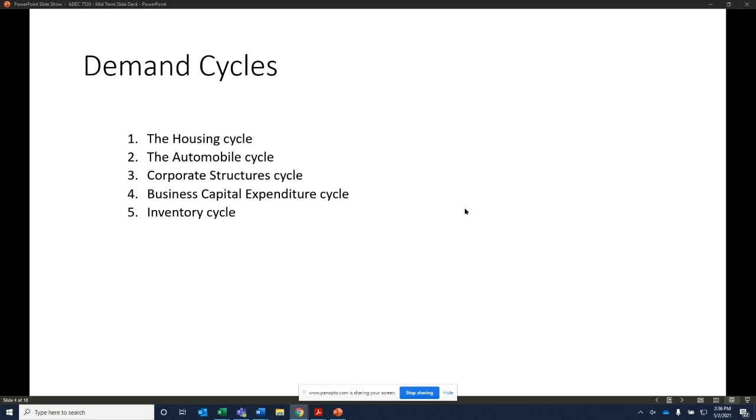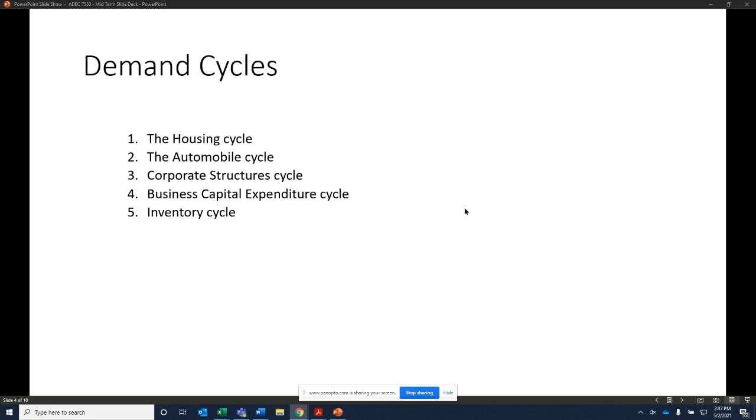There's the housing cycle, the automobile cycle, or car purchases, corporate structures, which essentially is plant and property, the business capital expenditure cycle, business spending, so that's equipment, software spending, computers, and so forth. And then lastly, the inventory cycle.